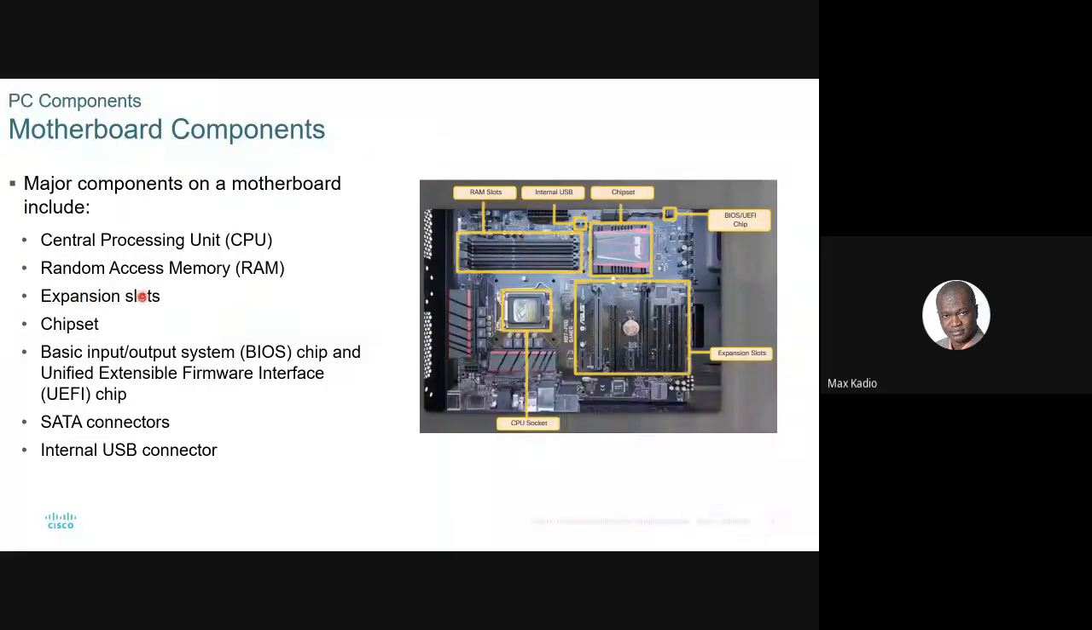The expansion slots. For example, you want to watch TV on your PC. You buy a TV card and you put it here. If you want Wi-Fi on your PC, you buy a Wi-Fi card. So extension or expansion: if you need extra, you bring it here. You buy the card and you put it here. I'll bring some cards and show you. A motherboard has all these parts. You should know a bit of it.